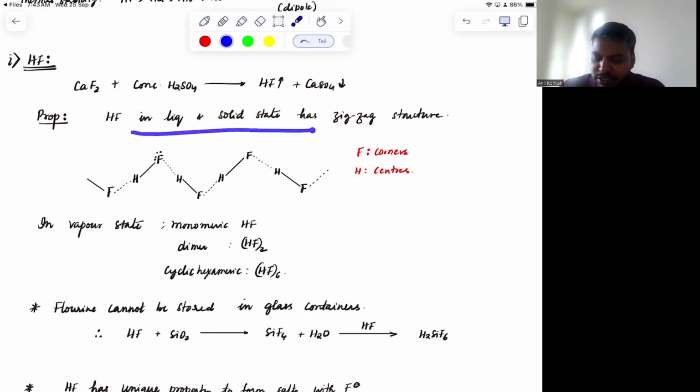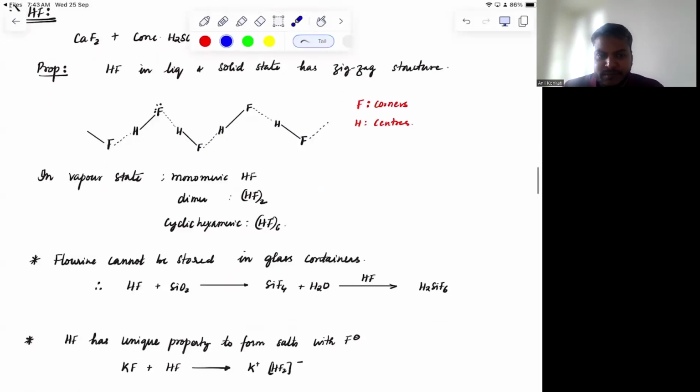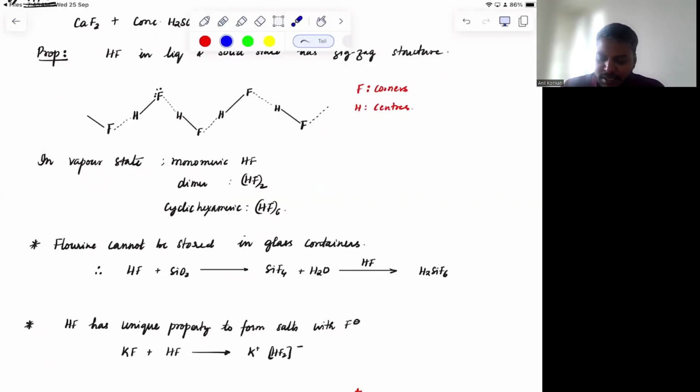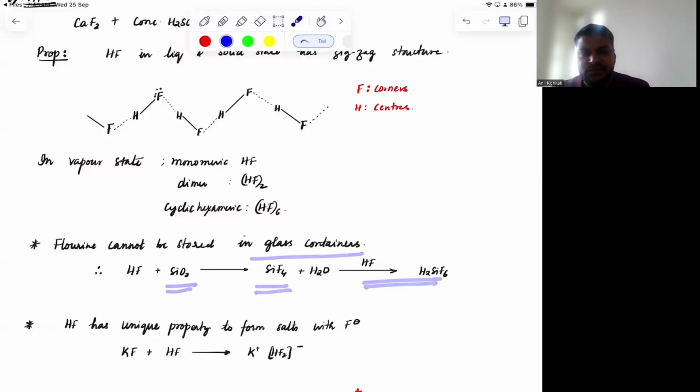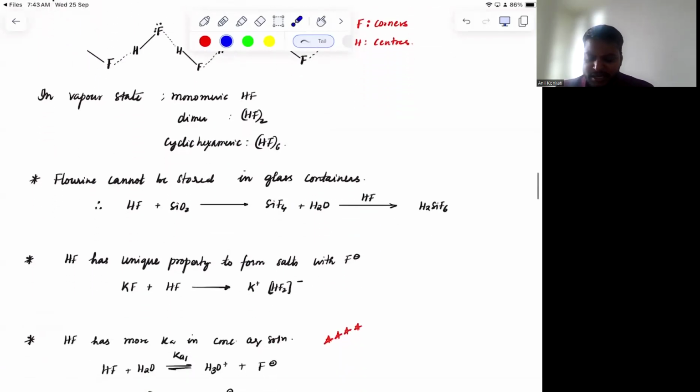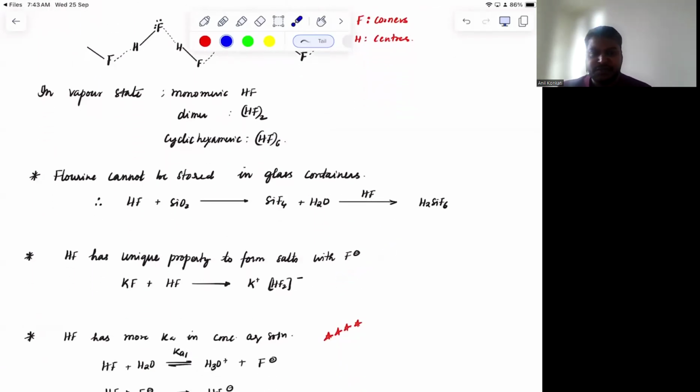Now, HF in liquid and solid state has a zigzag structure. This is the structure which you'll have. Remember that H should always be in the middle, fluorine should always be at the corners. Got it? Next, in vapor state, it will exist as monomer. It can exist as a dimer and it will also exist as a cyclic hexamer. And it cannot be stored in glass containers because it will react with silica and form soluble hydrofluoric acid. HF also has a unique property to form salts with F minus.